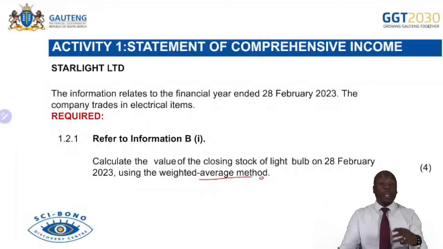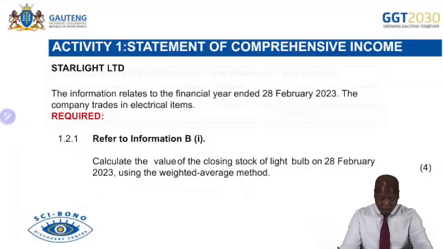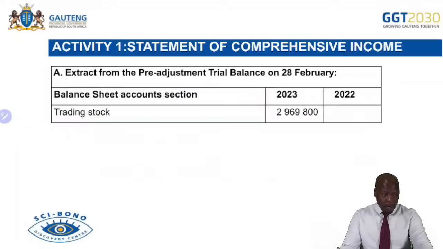It therefore means when you go to write your paper 1, you should go there knowing your inventory valuation methods. Remember the 3: we have the specific identification, the weighted average, as well as the FIFO, the first in, first out. In this particular paper, they wanted us to use the weighted average method as we answer question 1.2.1. And here is the information that we were provided.